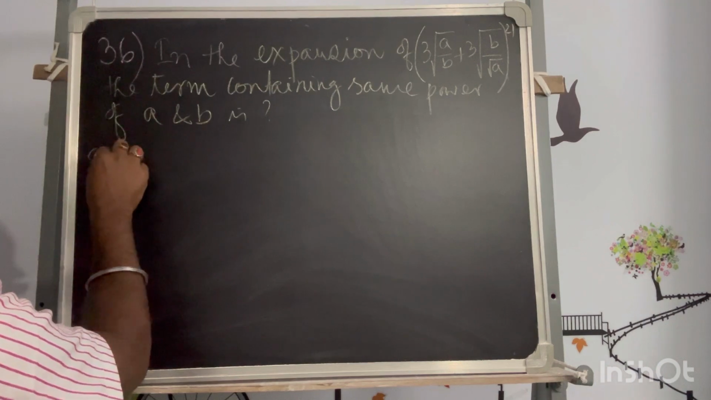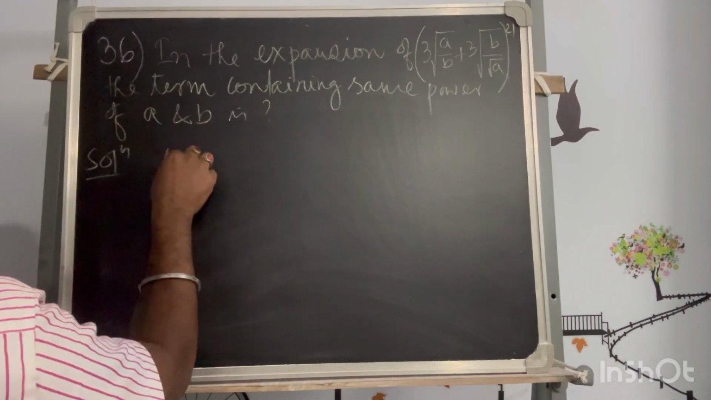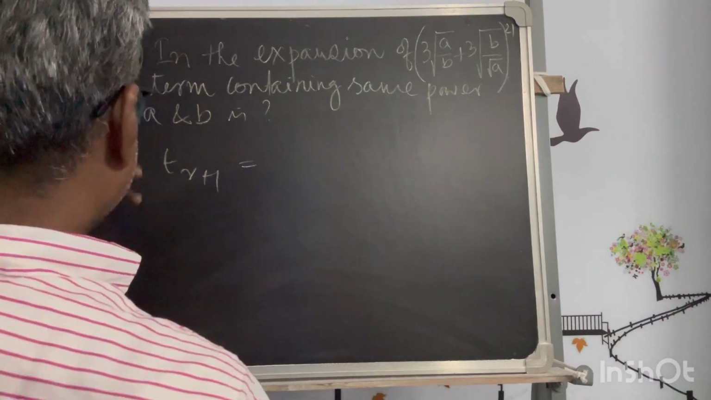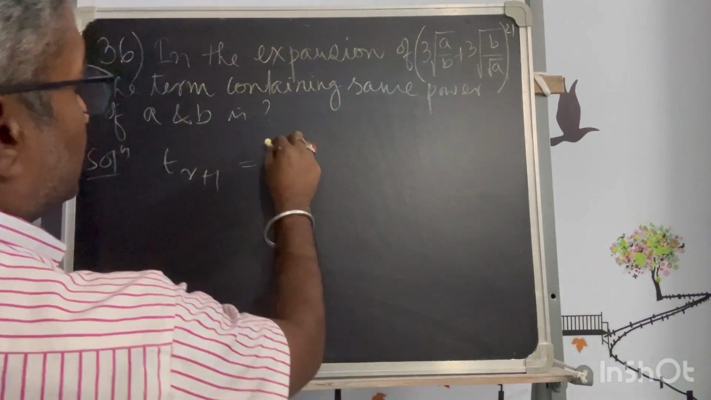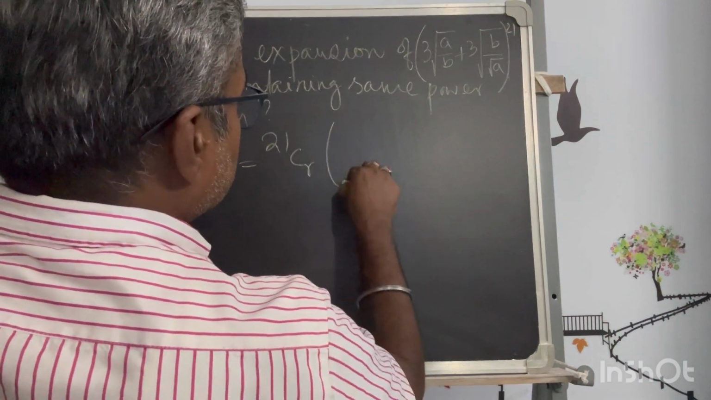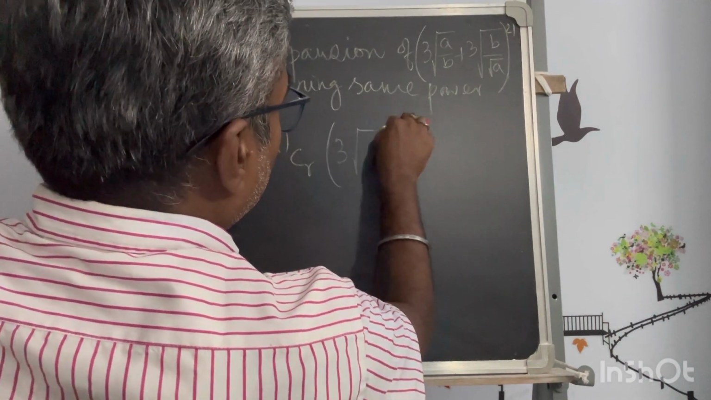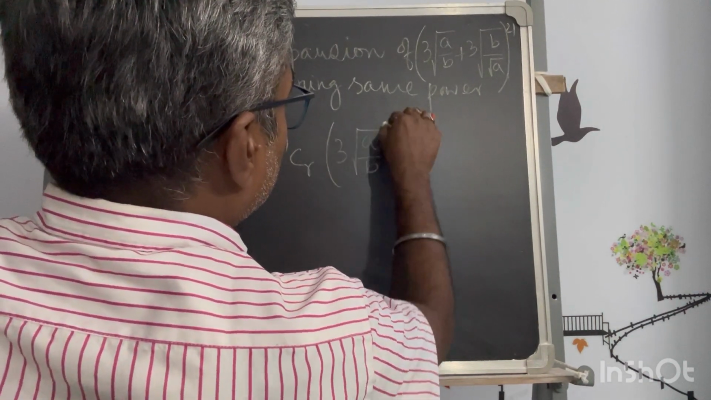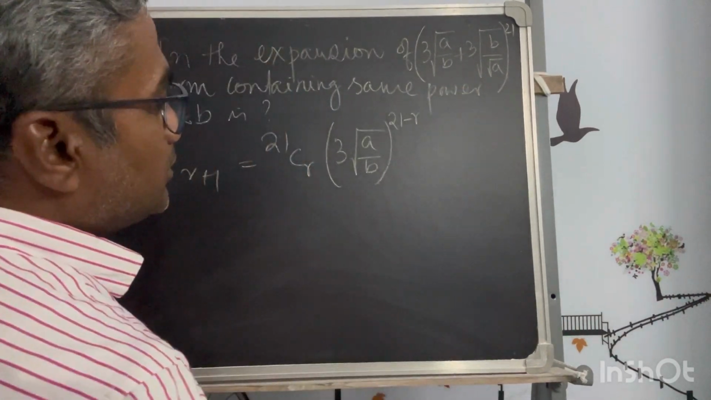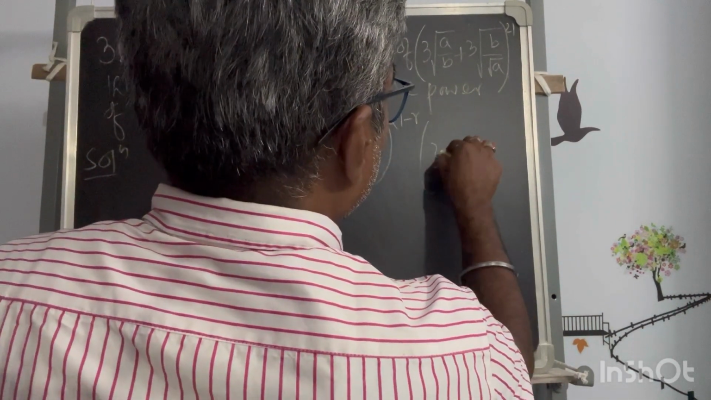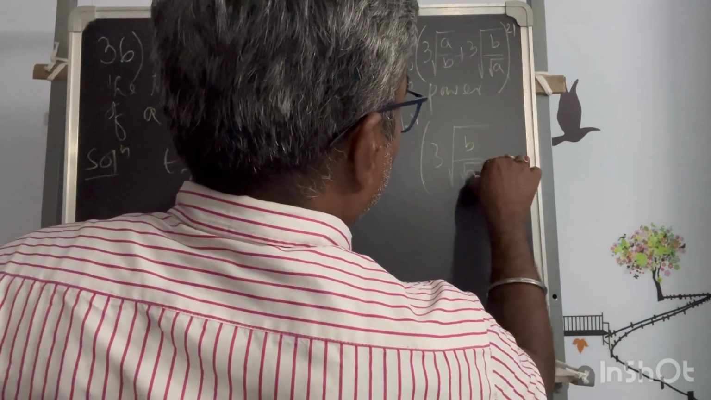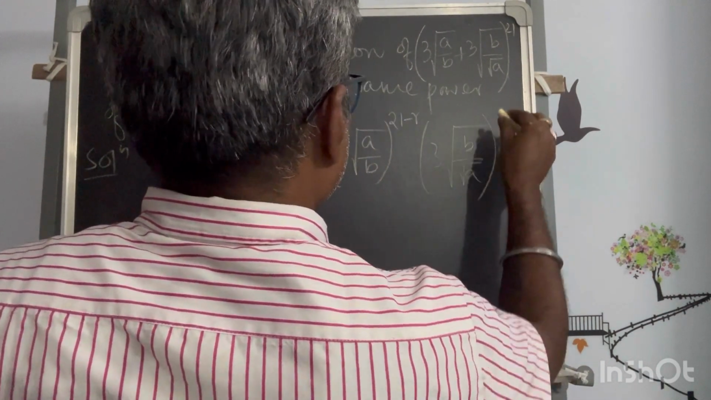So let me assume the term will be T(r+1). From there, the T(r+1) of this series will be 21Cr, the first term (a/b) whole to the power 21 − r, and the second term, 3 into root of b by a, whole to the power r.